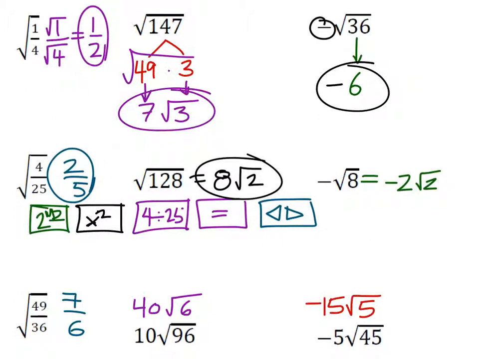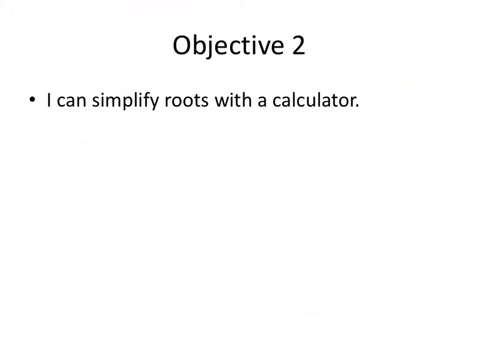Again, we're just plugging these into the calculator. It gives us the answer. That's all we want. Okay. So when you guys see this on the test, that's all we want you to do is just plug it into the calculator. Just like the objective said. We can simplify roots specifically with a calculator. That was the third method, all right?